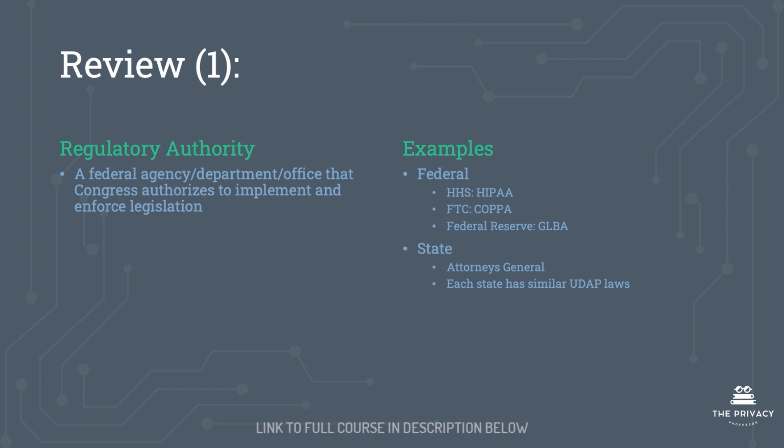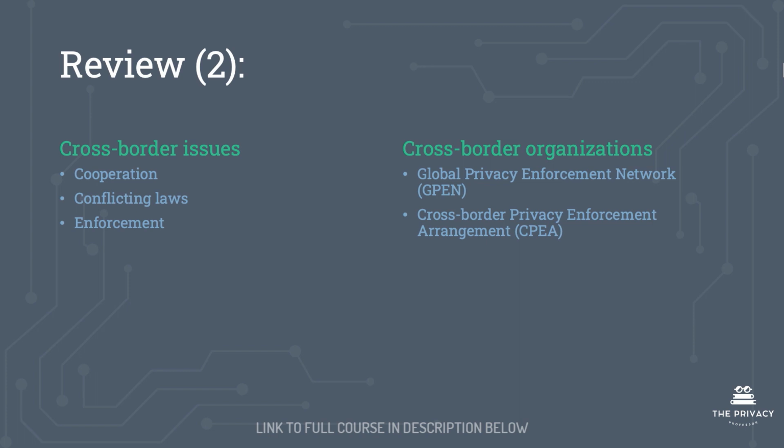Similarly, at the state level, we have state attorneys general that enforce state-level privacy legislation, and each state, this was an example we looked at, each state has laws similar to what we see with the FTC's jurisdiction over unfair or deceptive trade practices. I'm going to abbreviate that as UDAP, unfair or deceptive acts or practices. We looked at three cross-border issues. Those include cooperation, conflicting laws, and enforcement. And finally, we looked at two cross-border organizations with regards to privacy, the Global Privacy Enforcement Network, or GPEN, and the Cross-Border Privacy Enforcement Arrangement, CPEA, which is part of APEC.